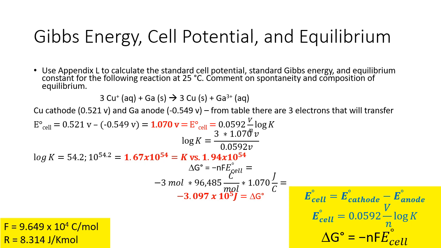All right, we're going to calculate delta G to finish this problem off because that's the thing we haven't done yet. So we're going to use that delta G is equal to negative NF E cell, where F is Faraday's constant and N is the number of electrons we transfer, and that is 3. So we're going to plug those numbers in, and when we evaluate that, we get negative 3.097 times 10 to the 5th joules. So our delta G is negative, which is spontaneous. This is a spontaneous reaction, and the composition is going to be more toward the product side.